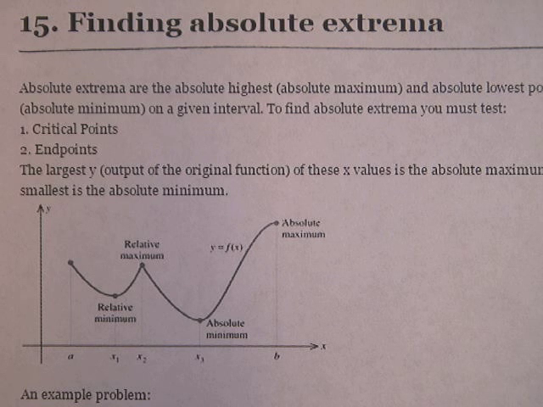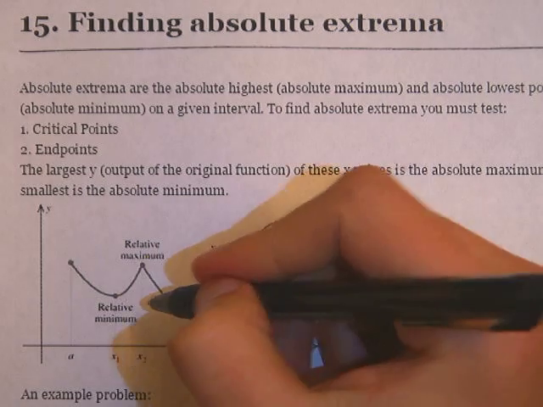Section 15, finding absolute extrema. So absolute extrema sounds scary. They're just the highest and the lowest points on the interval. And it's absolute because they are the absolute highest and the absolute lowest. Compare that to relative, which was in the last section and also in this picture.